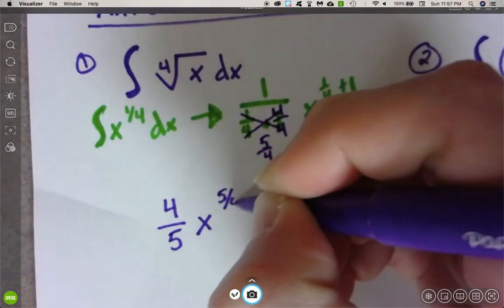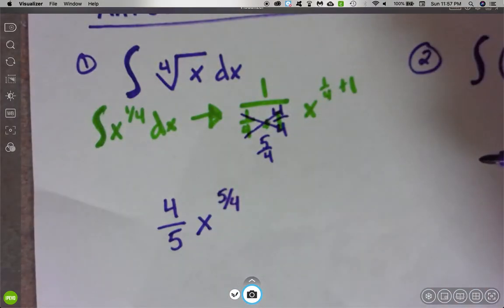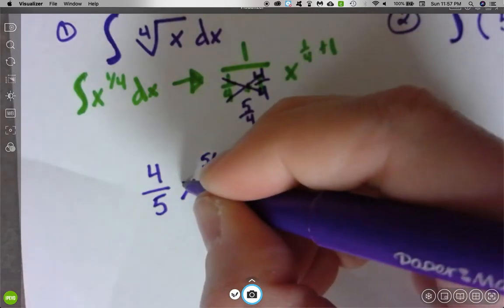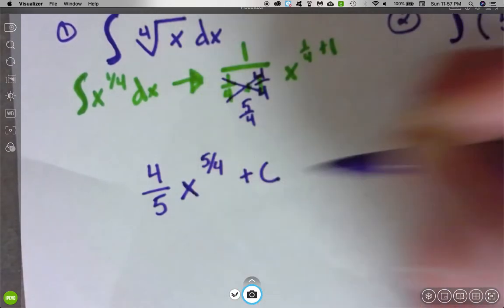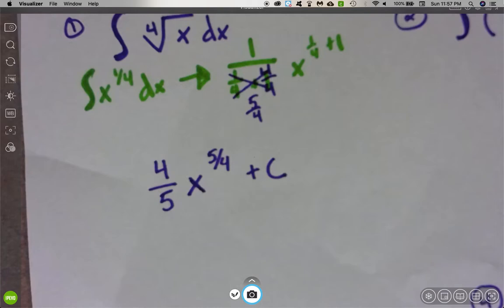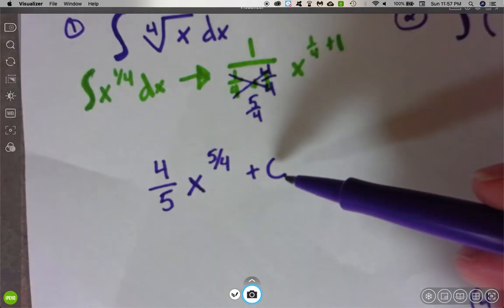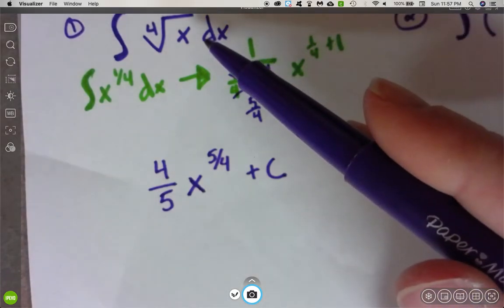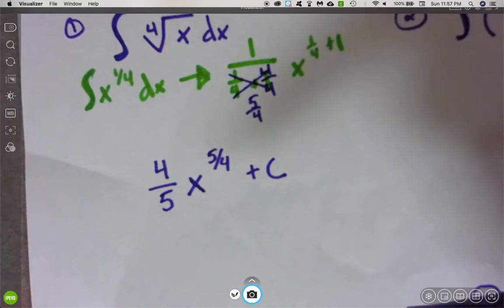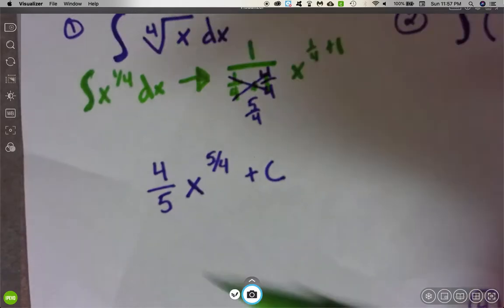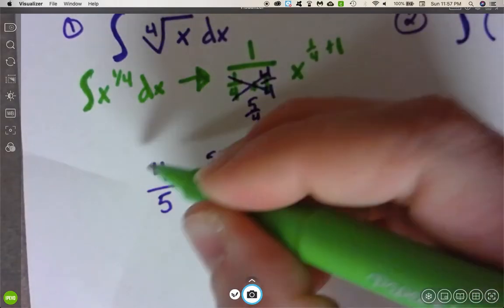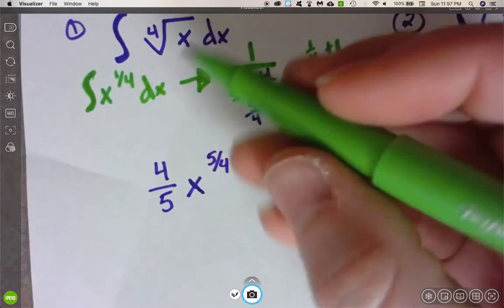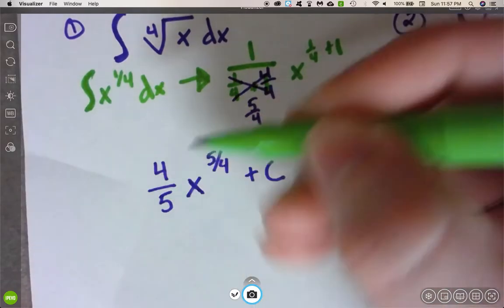Okay, and that will give me my antiderivative, except I need to put that plus c on the end there, because we're saying the derivative of this will be the fourth root of x, and that c will drop off if I take the derivative, okay? If you take the derivative in your head here, if I want to check to make sure that that's the fourth root of x, I would drop the 5/4 down in front, okay?